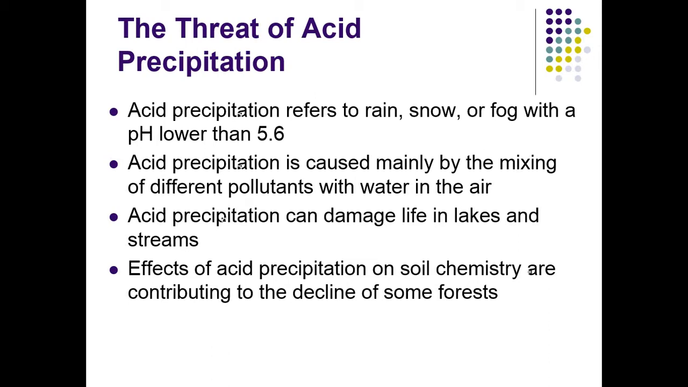When you think about something that lives in a stream or a lake, fish, macroinvertebrates, these are really sensitive. Most things are really sensitive to differences in pH levels. So if the pH level is just slightly off from what it should be, those organisms will die off. The effects of acid precipitation on soil chemistry are contributing to the decline of some forests. So just like things in water are sensitive to changes in pH, so are things on land, especially things like plants that derive their water straight from the soil.